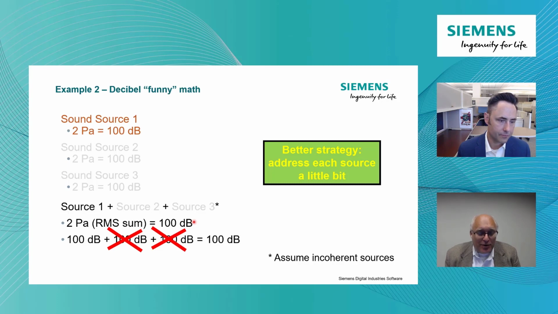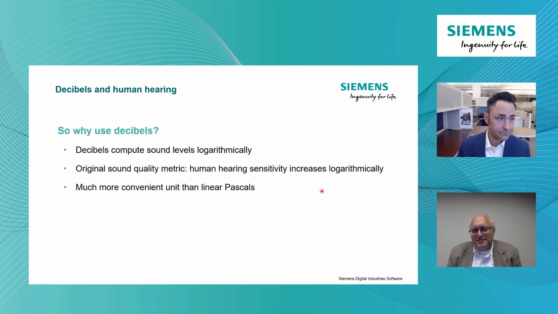Here we removed 200 out of 300, barely got there. But if I had just removed a little bit on each one. Wow, these little things off to the side there are useful. Better strategy. Address each source a little bit. Yeah. Well, like I said, I'm here for you, Pete. Okay, so that's some of the funny math, as we call it, working with decibels and multiple sound sources.